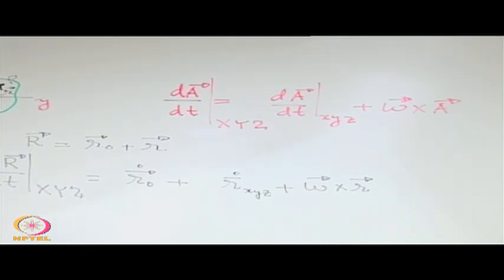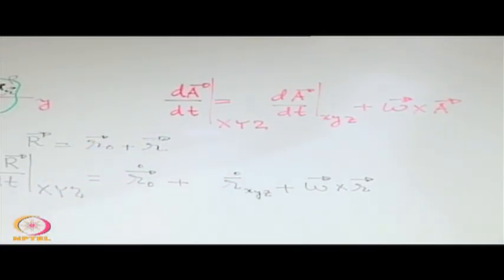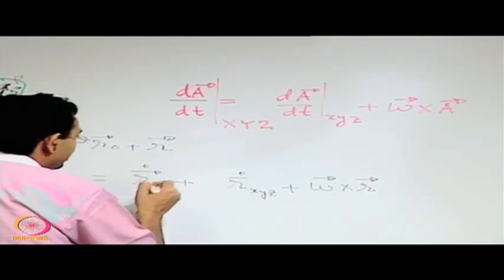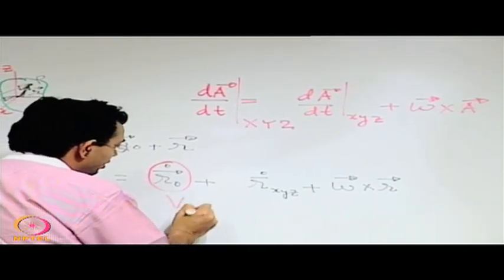So, if you try to figure out the implications of these different terms, let us just try to understand. This is nothing but the velocity of the control volume.